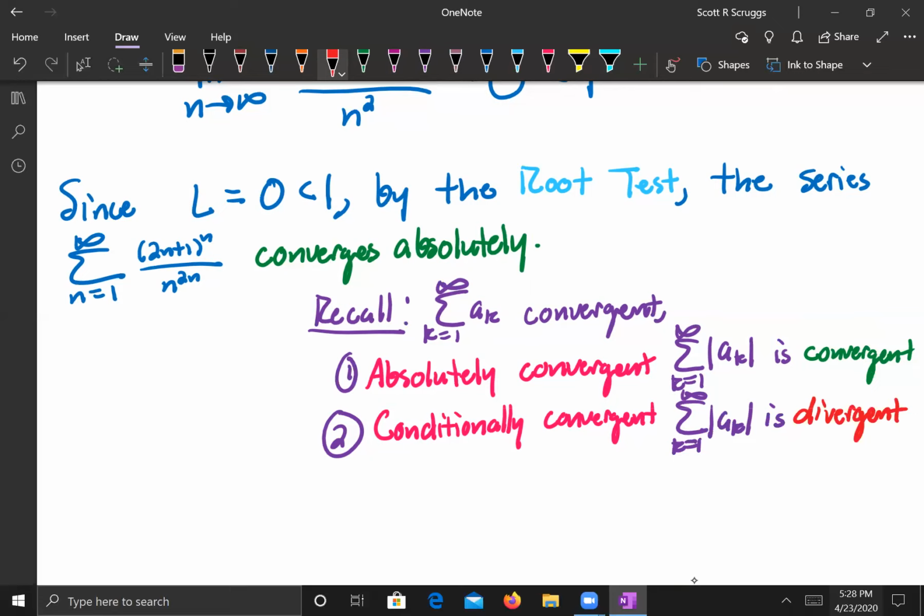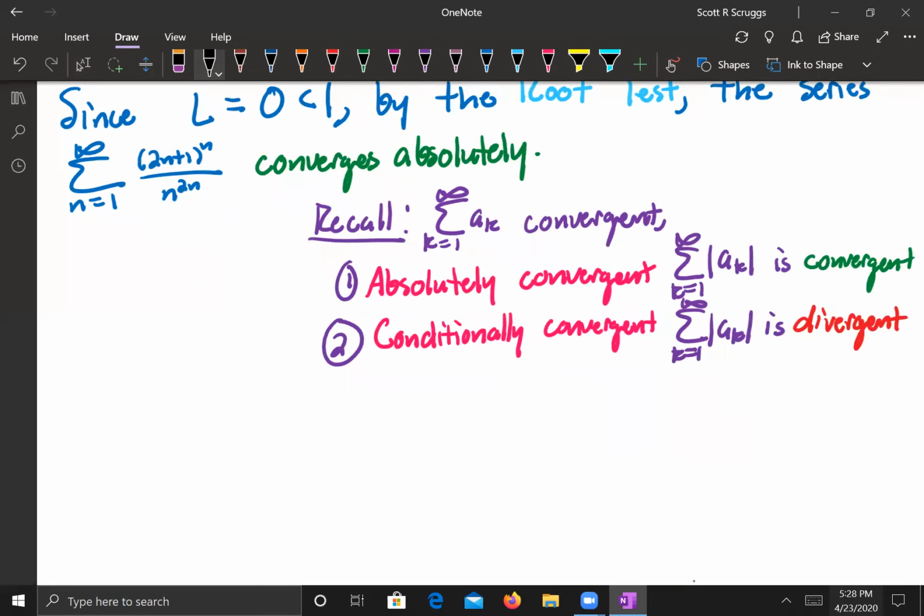And so with that, that brings us to our next example. And this one I'm going to do because this is one of the times where it seems weird before you see someone do it. And that is to check whether or not this series converges or diverges, and also check if it's absolutely or conditionally convergent.